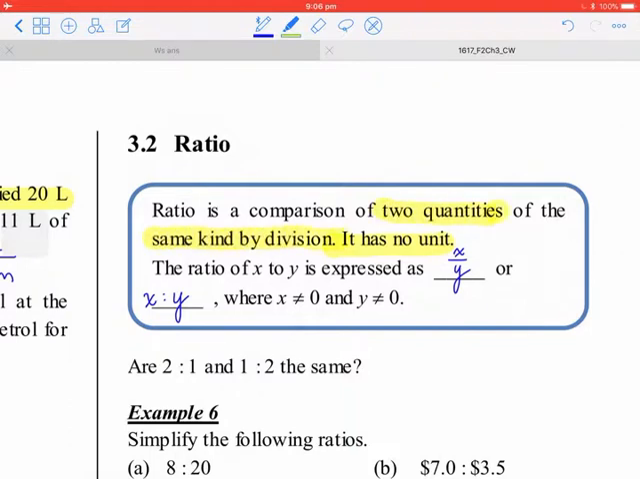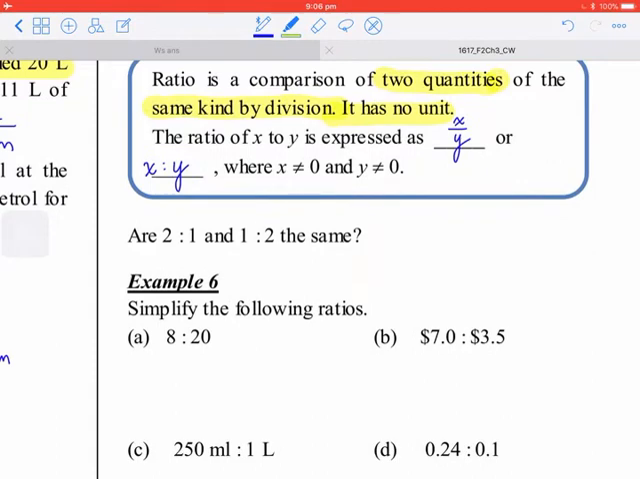Two quantities. Are they the same? I guess you can put it like this. For 2 to 1, it equals 2 over 1, that is 2. And for 1 to 2, it is actually 1 over 2, so that is 0.5. Are they the same? Obviously no.